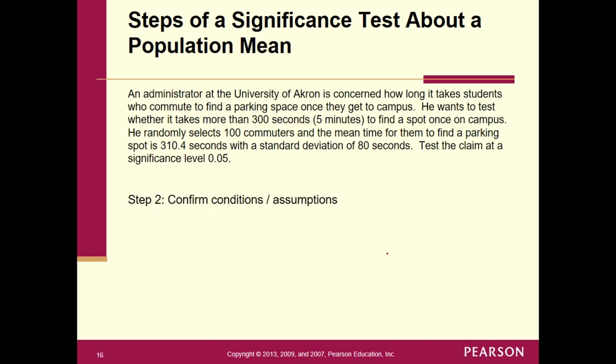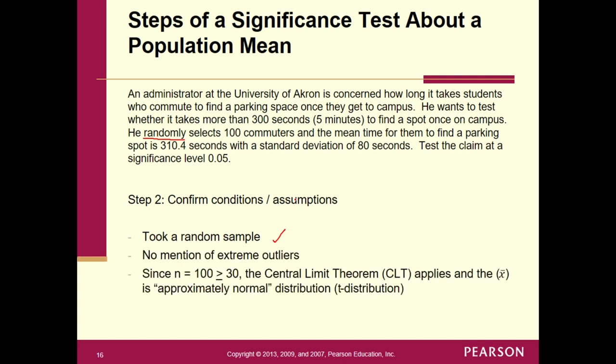Step 2, confirm the conditions and assumptions. All right. He took a random sample. 1, check mark. 2, no mention of extreme outliers. 3, since n is equal to 100, which is greater than or equal to 30, the central limit theorem applies, and the sampling distribution of x bar is, again, I forgot, I probably copied it from my last slide, an approximately normal distribution, meaning the t-distribution, right? So the sampling distribution of x bar follows a t-distribution.